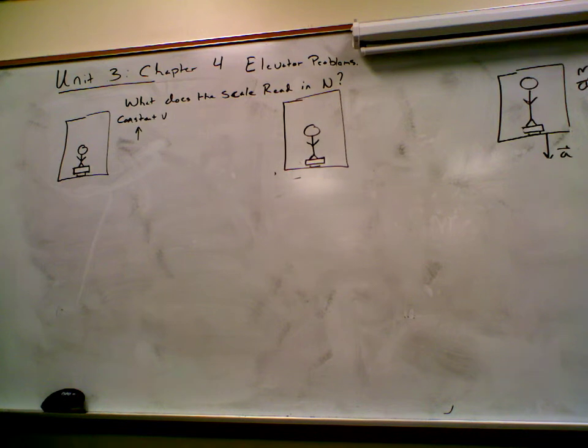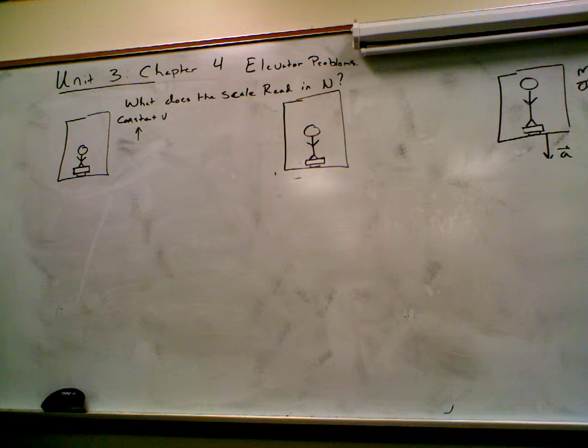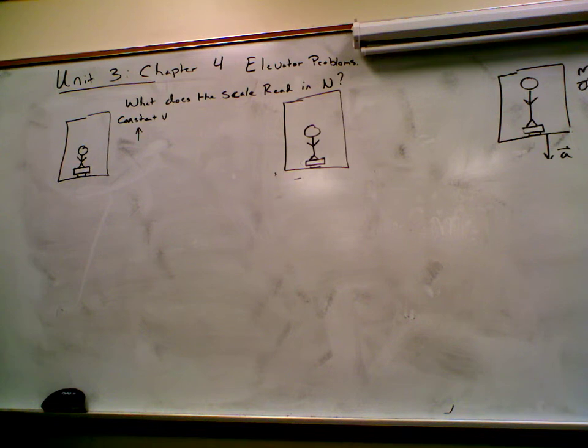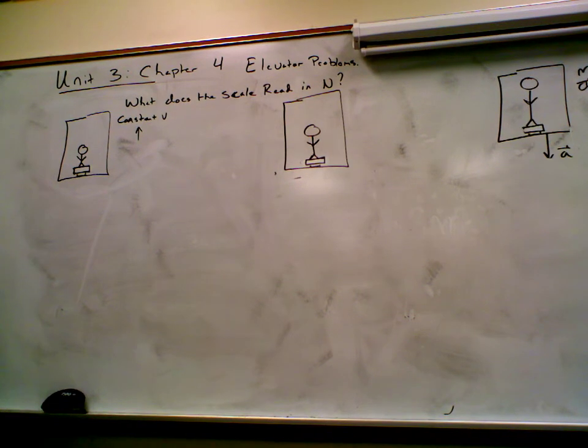Unit 3, Chapter 4, it's called Elevator Problems. No, we're not going to learn how to fix elevators, okay? But an elevator gives us an idealized situation to talk about such problems. What we're learning today does not just apply to elevators. It'll apply to anything going through the same type of motion. Escalators will work too. Helicopters carrying packages suspended below them, students riding roller coasters, all that can fit into the same type of motion that we're describing today.